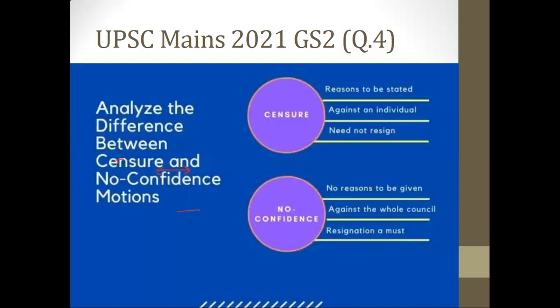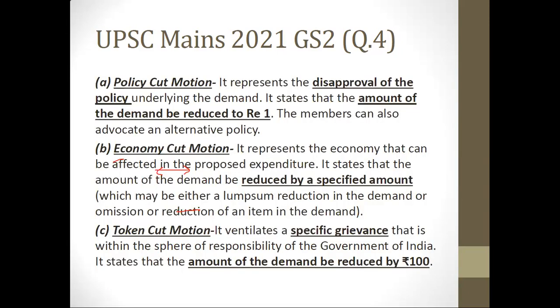Fine. Apart from all these censure motions and no confidence motions, you can talk about cut motions, like when the budget is introduced. Every ministry is asking for some grant, some money, that is known as demand for grant. And then cut motions are introduced. If the opposition and most of the people don't like the policy, they can reduce it to rupee 1. This is called policy cut motion. If they want to reduce it by a certain amount, this is economic cut motion. If they want to reduce it by only a token amount, that is called token cut motion, reduced by rupees 100. Pay attention to the words by rupees 100, to rupee 1, all these are important. So again, cut motion is also one way.